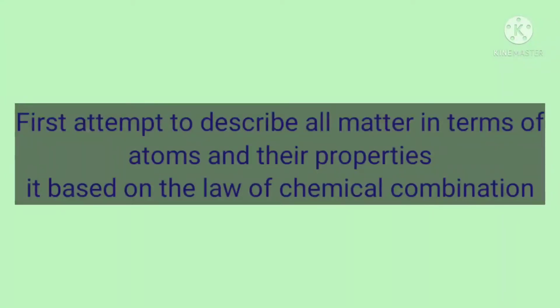Dalton's atomic theory was the first attempt to describe all matter in terms of atoms and their properties. This theory is based on the laws of chemical combinations, mainly the law of conservation of mass and the law of constant or multiple proportions. Let us study the main postulates of Dalton's atomic theory.